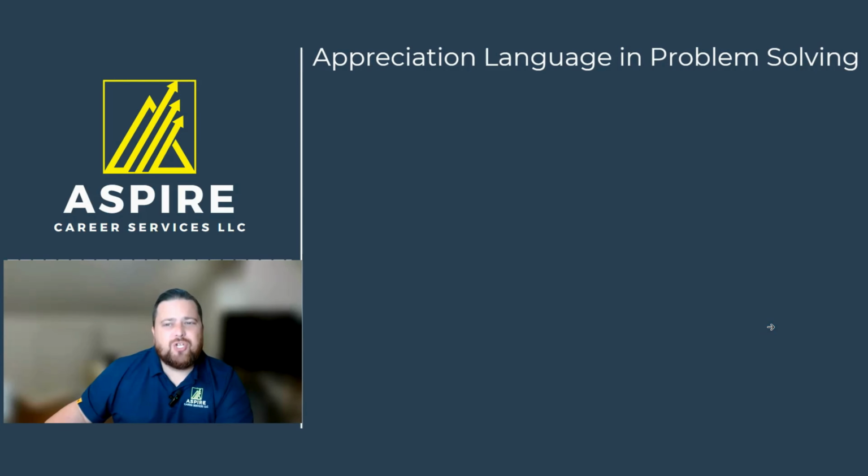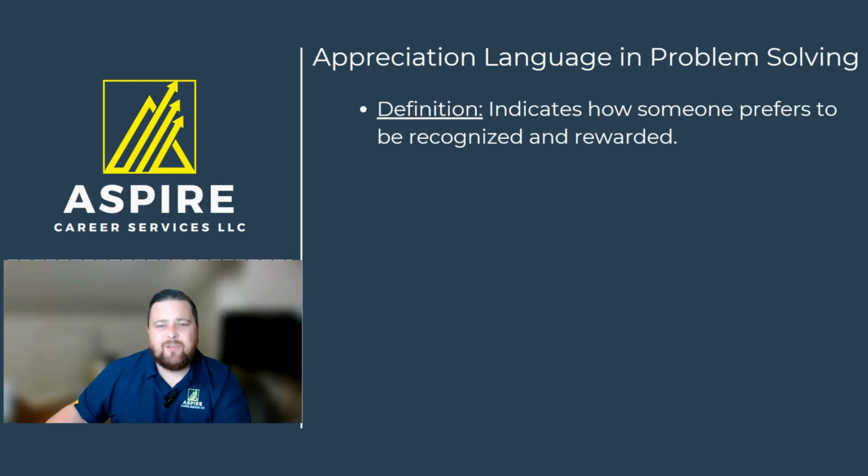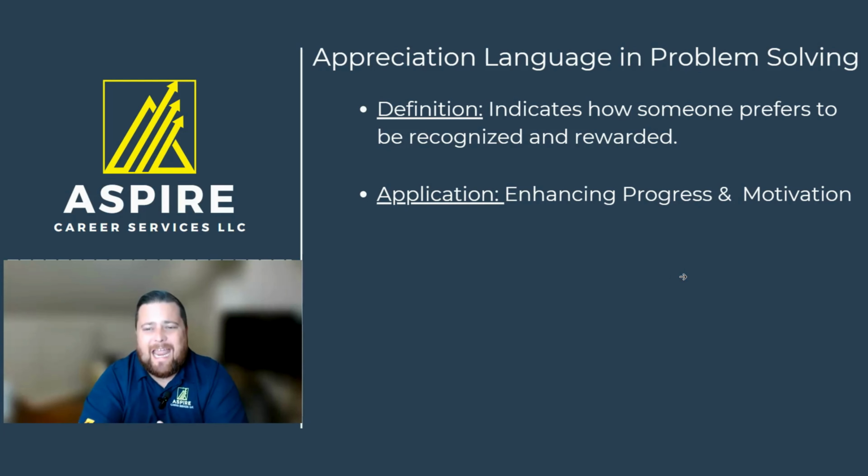All right, let's talk about the appreciation language when it comes to problem solving. This is the one that we forget about probably the most. It indicates how someone prefers to be recognized and rewarded. Application: it enhances progress and motivation. This is key and critical, guys. Whenever you're trying to learn a new skill set or when you're practicing something new that you have never done before, you sometimes need that little dopamine hit. Why do you think that phones are so effective at what they do? It's because of those constant dopamine hits of reward, right?